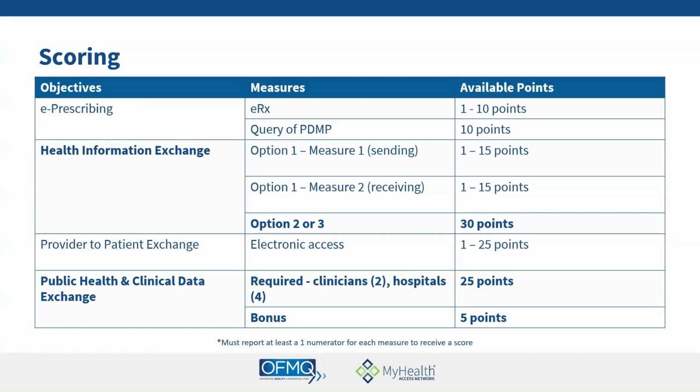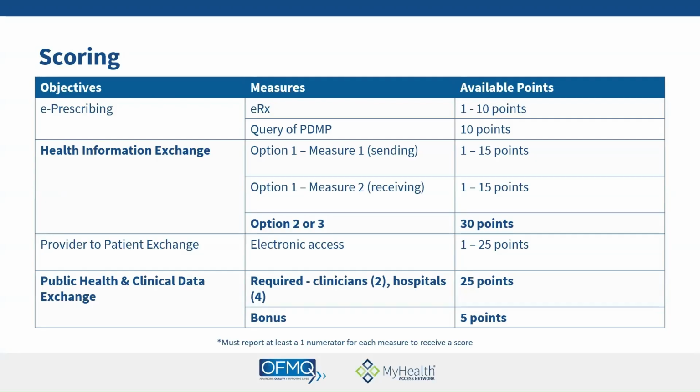So here, this is just an overview of the scoring. As we talked about, there's 4 objectives within the program for both hospitals and clinicians. And then these are the measures that are associated with each. So in e-prescribing, you've got 10 total points, 10 for the e-prescribing and 10 for the prescription drug monitoring program. Health information exchange is a total of 30 points. So again, just by connecting with MyHealth and getting that process going to where you're submitting data on your transitions of care, that will meet option 2. So connecting to MyHealth would get you that full 30 points for that health information exchange objective.